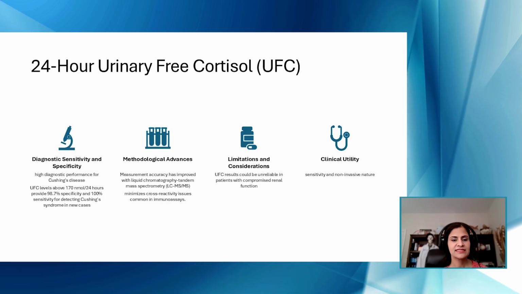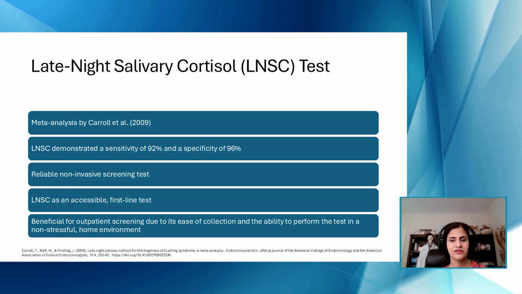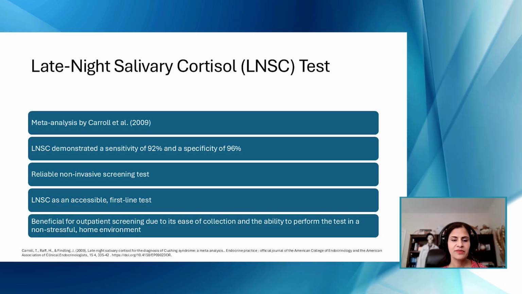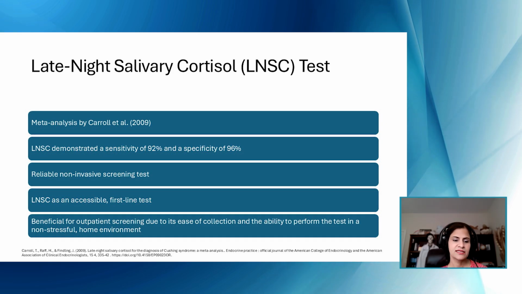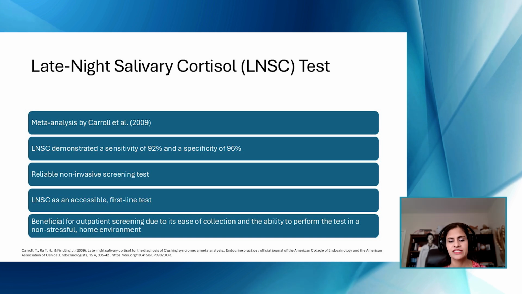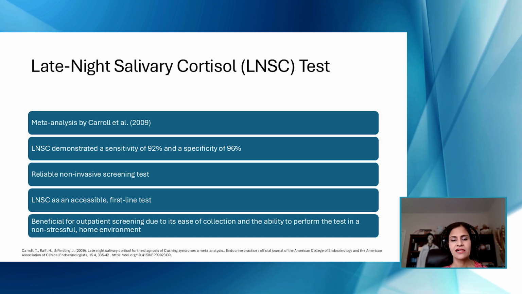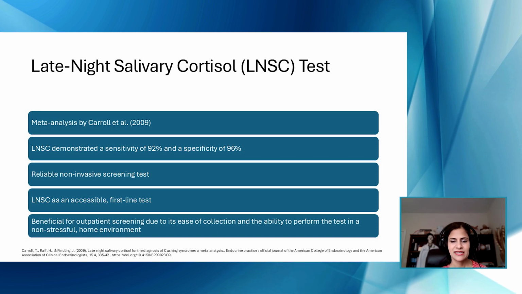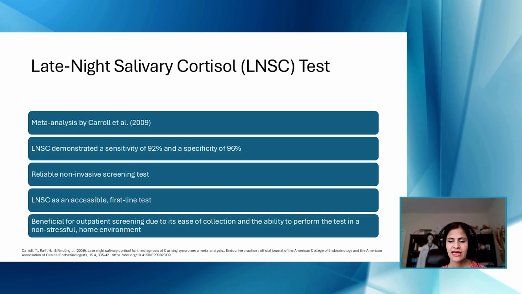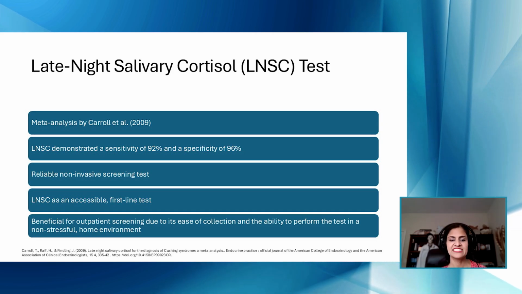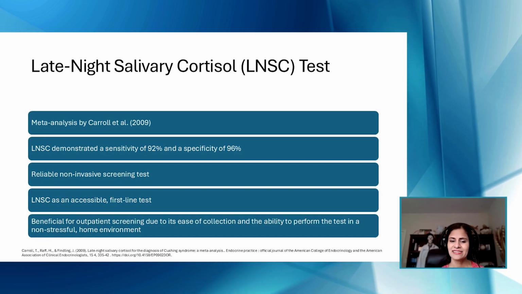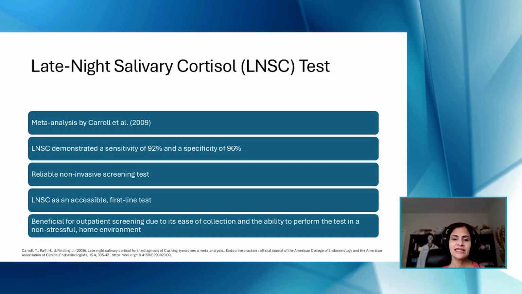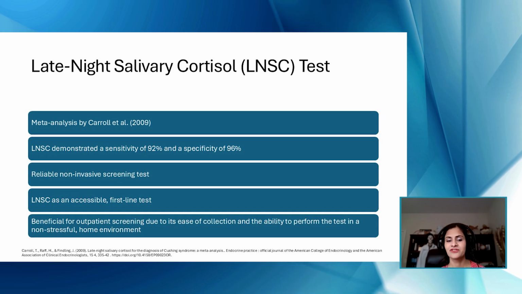So we'll move on to the next test, which is late-night salivary cortisol testing. There have been different tests done proving the utility of this test. Specifically, I'm going to talk about a meta-analysis by Carroll et al. from 2009, where the late-night salivary cortisol demonstrated a sensitivity of 92% and a specificity of 96%. This is a reliable, non-invasive screening test, and late-night salivary cortisol is an accessible first-line test.